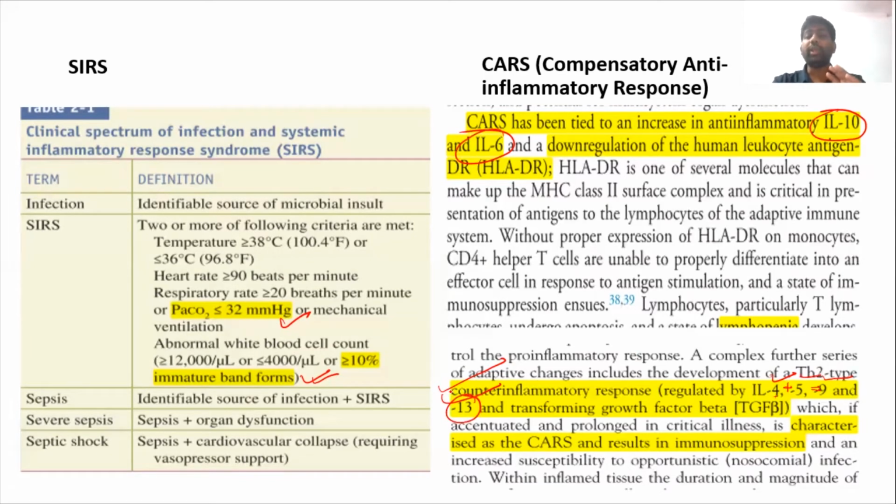So according to Bailey and Love, there are 4 regulators of this CARS response, along with transforming growth factor beta. If you get an MCQ asking what are the markers which are increased in CARS, the answer is 6 and 10.